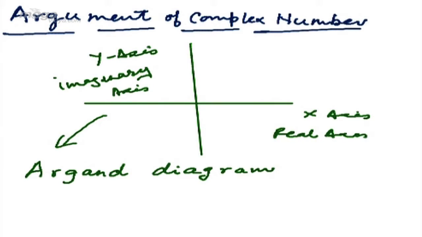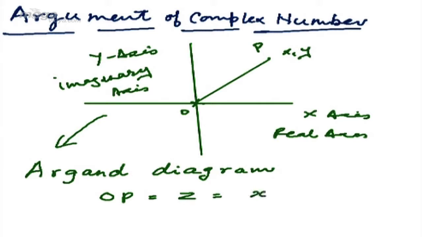If we take any point (x, y) in the Argand diagram and join this point P to the origin, this line OP is called Z. Z is equal to x plus iy. So any complex number is represented in the complex plane, that is the Argand diagram, like in the given figure. Now this line makes an angle theta, measured from the positive direction of the x-axis going anti-clockwise. This angle theta is called the argument of the complex number.